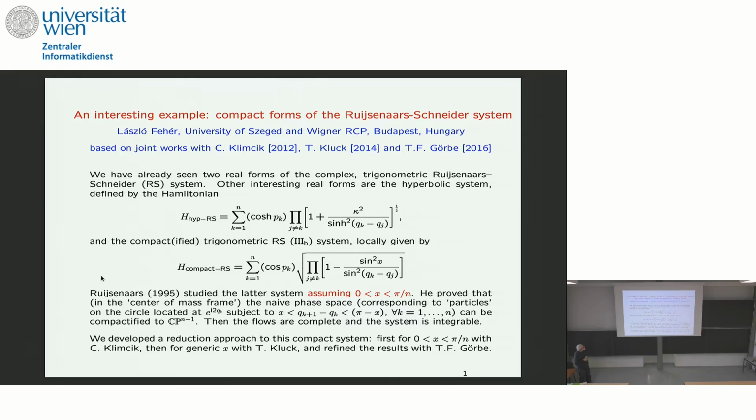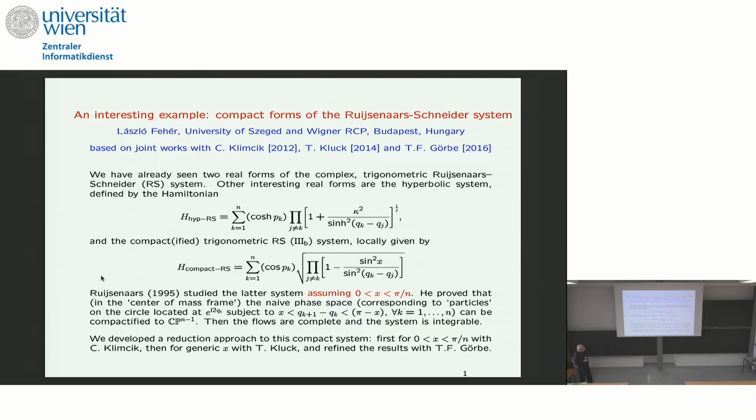So we already have seen these two kinds of so-called Ruijsenaar-Schneider or RS systems. Here I mention two which are related to this talk. So there is the hyperbolic system, where there are two hyperbolic functions involved, dependence on momenta and dependence on coordinate. You know, in special relativity the energy depends on rapidity in this way. So this is one reason for the existence of this kind of factor.